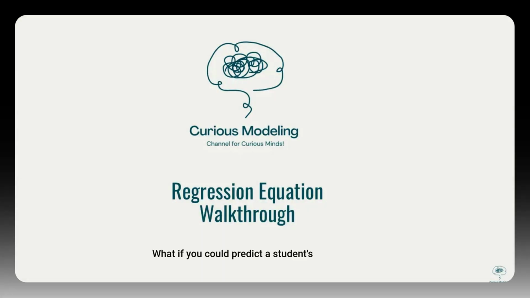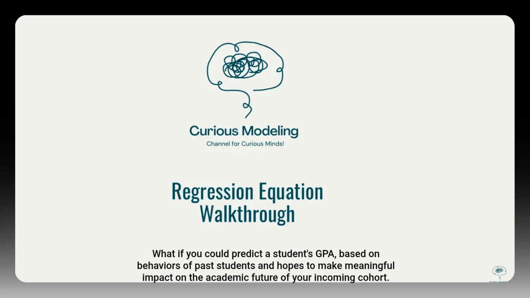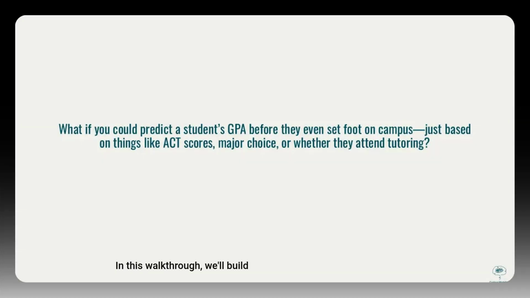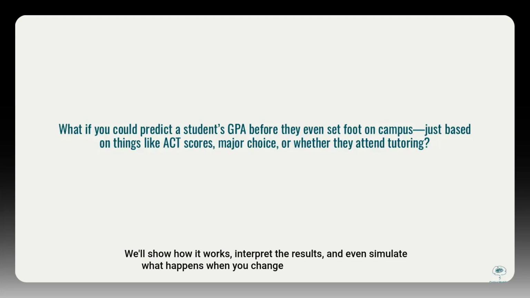What if you could predict a student's GPA based on behaviors of past students in the hopes to make meaningful impact on the academic future of your incoming cohort? In this walkthrough, we'll build a linear regression model to do just that. We'll show how it works, interpret the results, and even simulate what happens when you change student characteristics, and, most notably, hit all things regression equation.